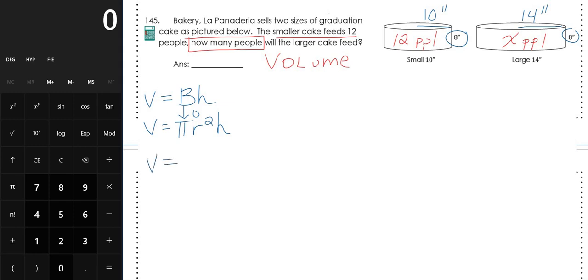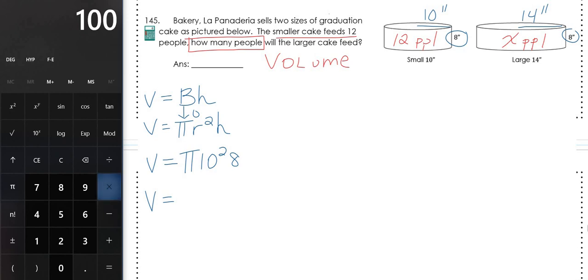Let's go ahead and put this in. So volume equals pi for the smaller cake, 10 squared times a height of 8. I'm going to keep it in terms of pi because both of them are going to use pi in the formula. So it may be easier to just not multiply pi in just yet. In the calculator, 10 squared, which is 100, times 8 equals 800 pi.